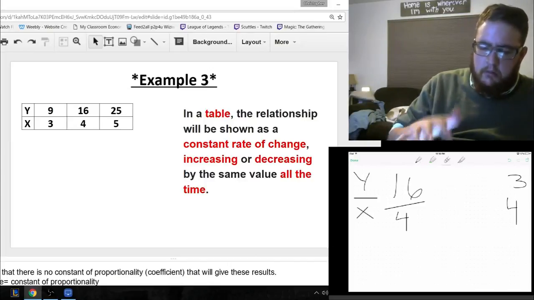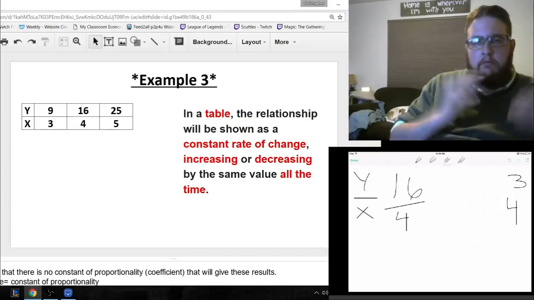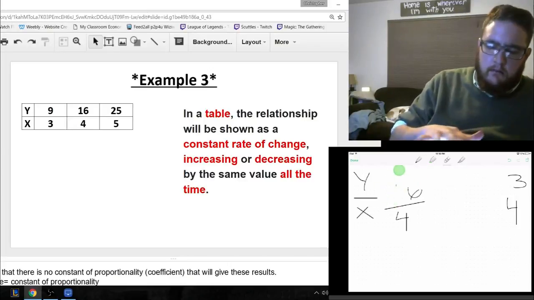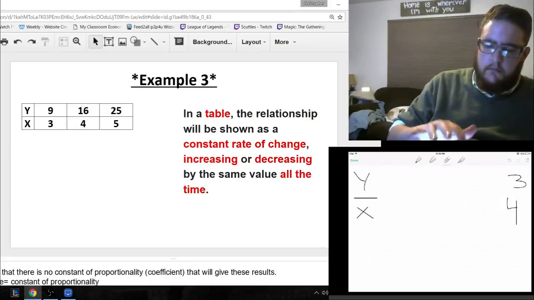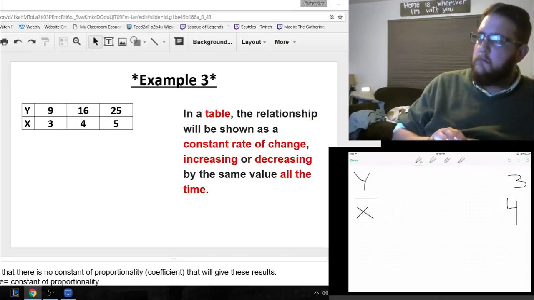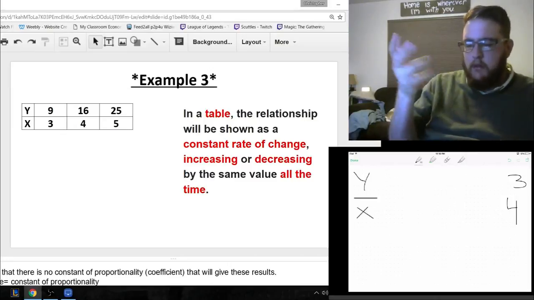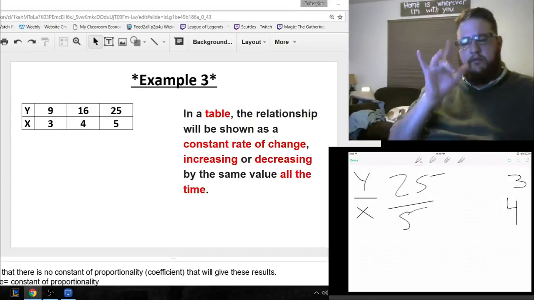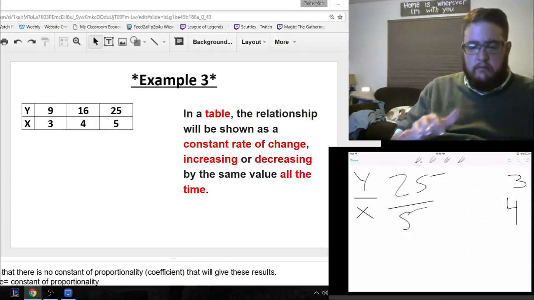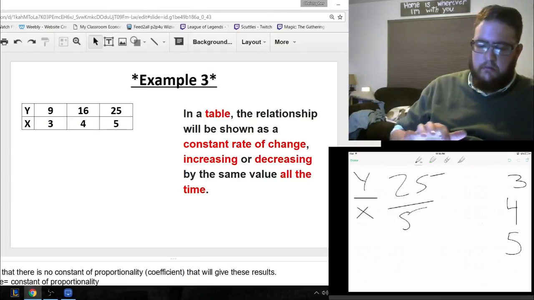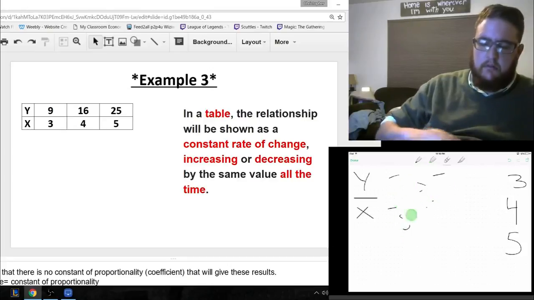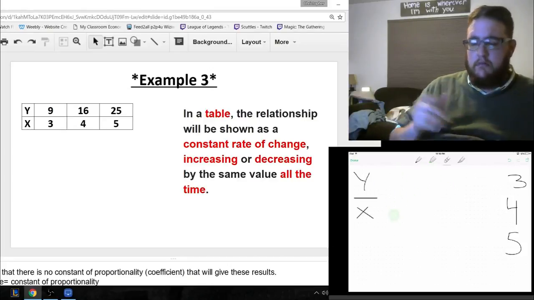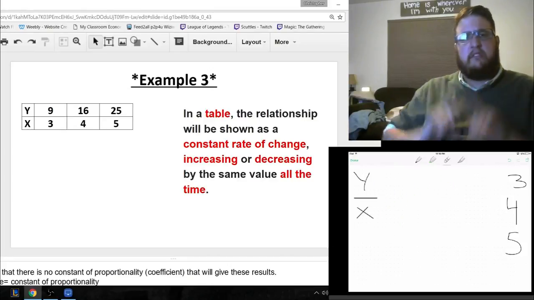Okay, we'll write that down, and we'll go ahead and do the next one and try to see what's going on here. Our next pair is 25 over 5. So we'll substitute 25 in for y and 5 in for x. 25 divided by 5 is 5. So we got rates of 3, 4, and 5.